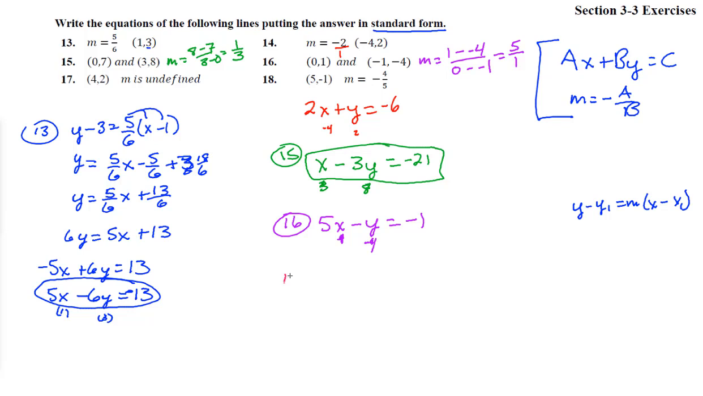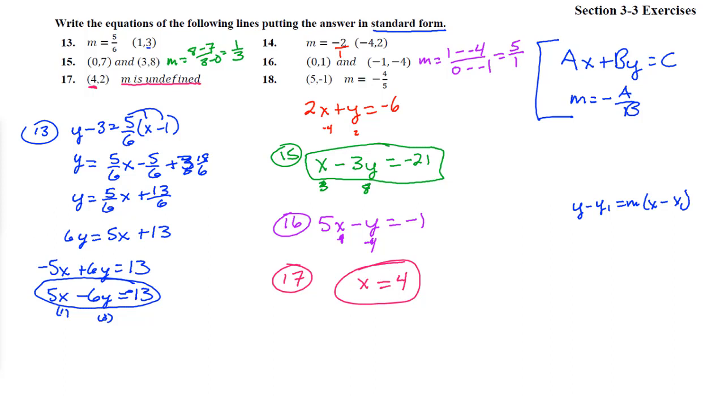Number 17. This says m is undefined. That means it's a vertical line, which has the form x equals, it must be x equals 4. And that's what vertical lines look like with the slope. Because m is undefined, that's something over 0. So there is no y in the equation.